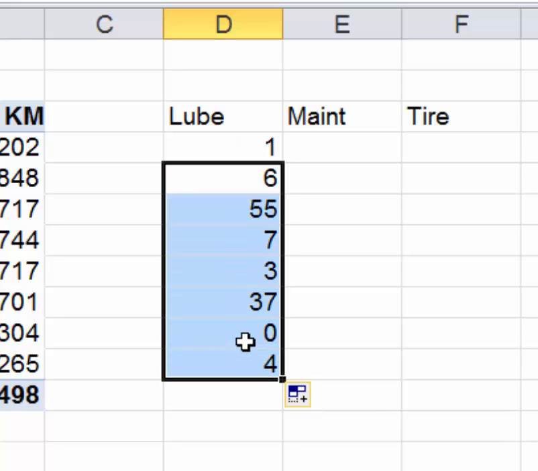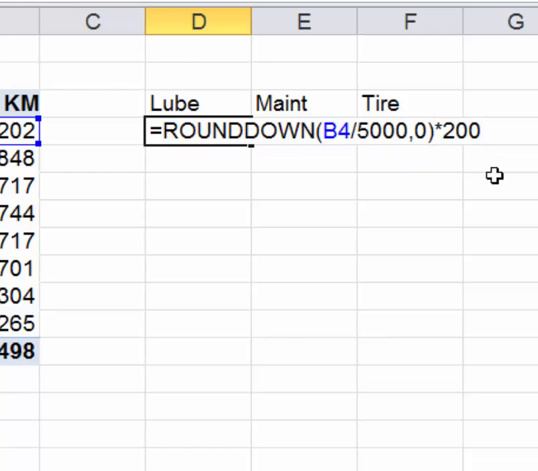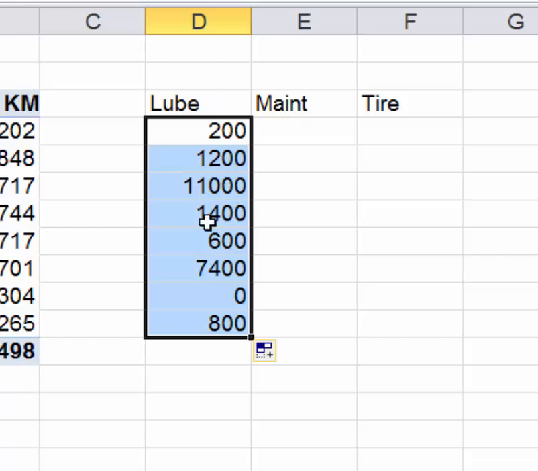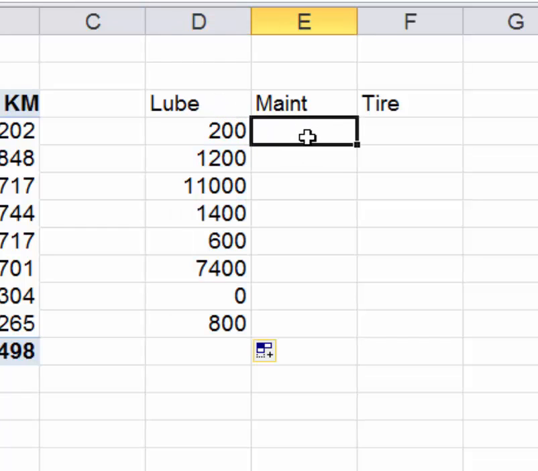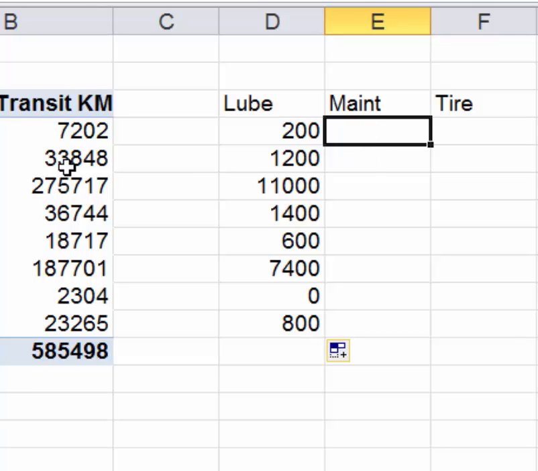So what do we want to do with these numbers? Well, that's the number, and you want to multiply it by a cost of 200. So the first truck gets 1 oil change at a cost of $200. The second one obviously gets 6 oil changes, which is $1,200, and so on. For the maintenance cost, it's a very similar idea. Every 10,000 kilometers, you get a $550 maintenance charge. So this one would be 0. This one would be 3. That one is 27. This one is 3, and so on, right?